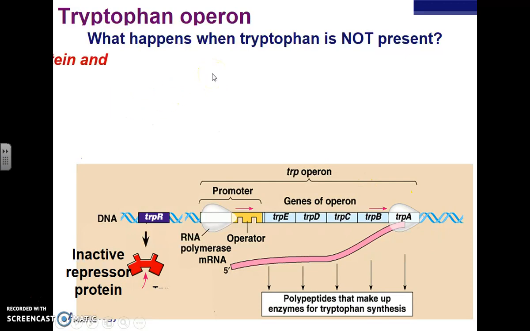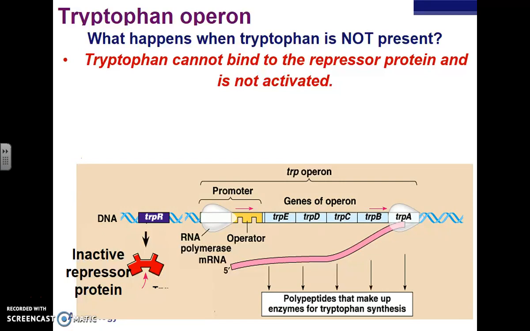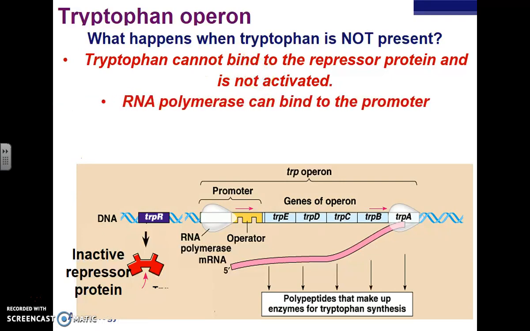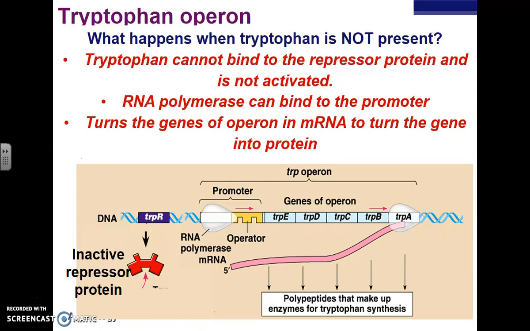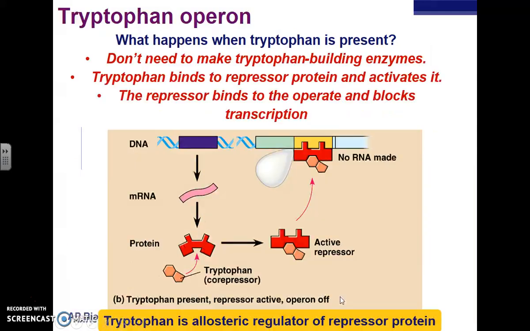So let's look at the text. Step 1, tryptophan is not present, so it can't bind to the repressor protein, and as a result, the repressor protein is not active. As a result, RNA polymerase can bind to the promoter, and it's not blocked. Remember, the repressor protein would normally be here if it's active. Because the RNA polymerase is not blocked, it can transcribe the mRNA, and then the mRNA will be turned into protein. Those proteins will make tryptophan. And once they make tryptophan, we'll go back to the earlier slide, where tryptophan is present, and then it will block transcription.